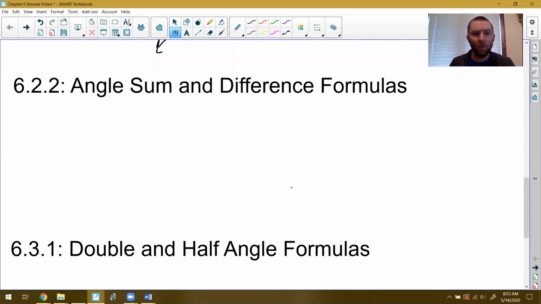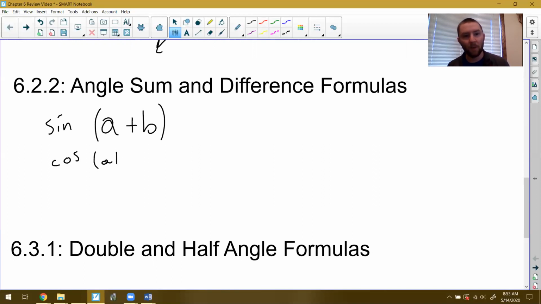The next two sections were about all these formulas that allowed us potentially to use what we learned in the first part of this chapter to solve more complicated trig equations. So we talked about angle sum and difference formulas. I'm not going to write them all out here because they should be in your notes. But remember, we had a formula for the sine and cosine of a plus b, sine of a plus b, cosine of a plus b. And we also had formulas for the minuses, a minus b, and for sine and for cosine.